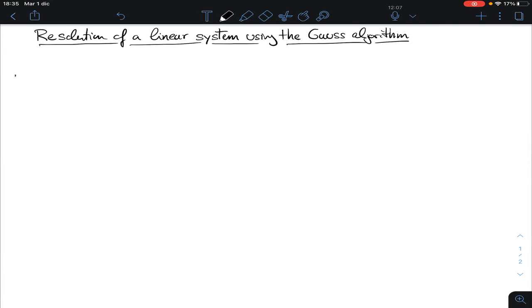Hello and welcome to this new video, which is about the resolution of linear systems. What I want to show you is how to resolve a linear system by using the Gauss algorithm and by transforming the linear system you start with into an upper triangular linear system, which is much easier to resolve than the one you started with. So let me show you this by means of an example.